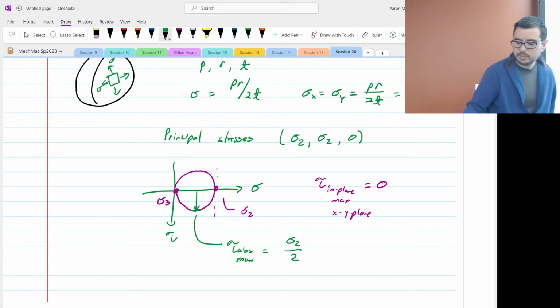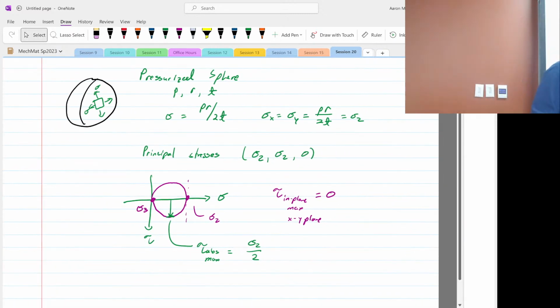Okay. I think every semester, hopefully every semester, I take a moment to talk about the spherical pressure vessel and the fact that it's just a dot.